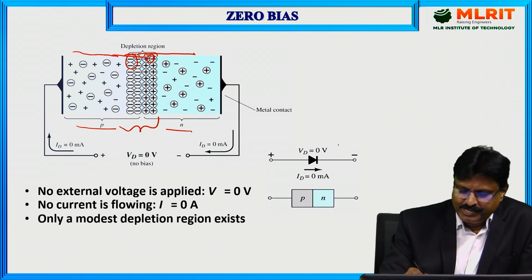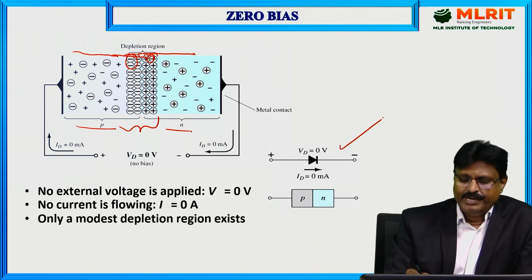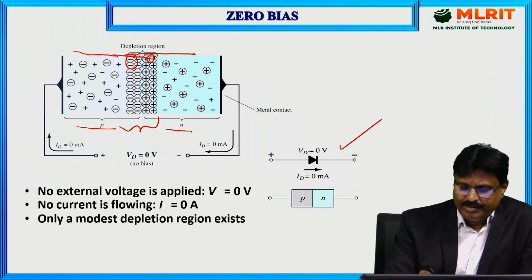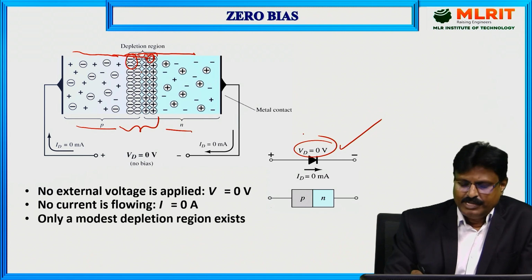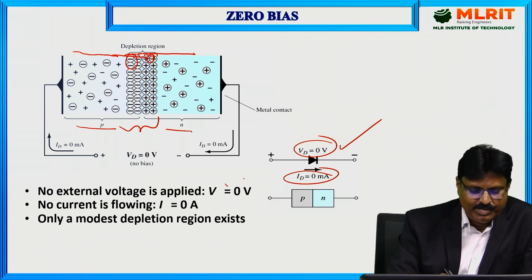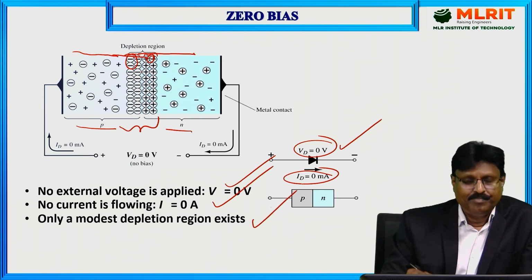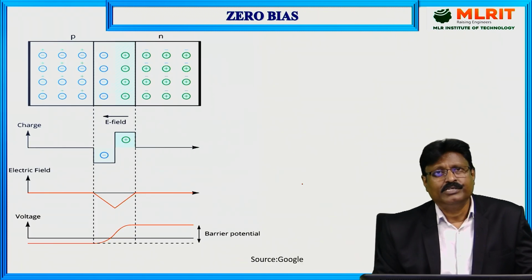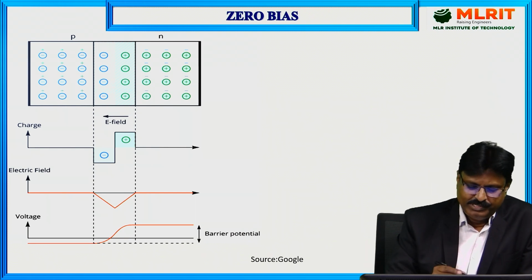So the schematic symbol will be like this: the diode symbol. VD, we are not applying any voltage, so that's why the current is also 0 milliamperes. No external voltage is applied. V is equal to 0 and I is equal to 0, and only a modest depletion region exists. So by the creation of this depletion region, what happens?